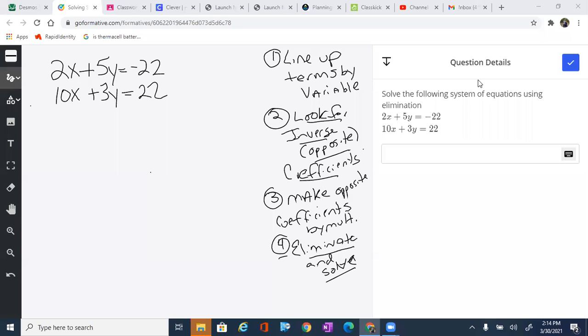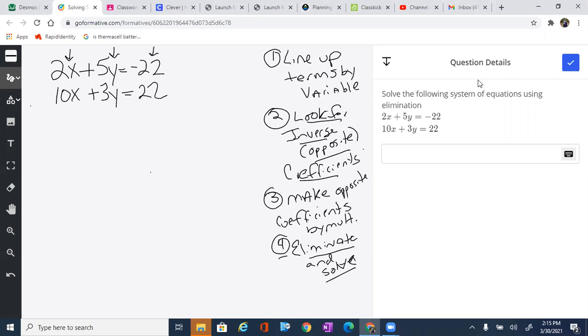All right, guys, we're going to be looking at systems of linear equations today and solving them with elimination. On the right-hand side, you'll see some generic steps, and on the left-hand side, you're going to see two equations. So the first thing we do is we line up terms by variables. You'll notice stacked, we have these x's, these y's, and these numbers.